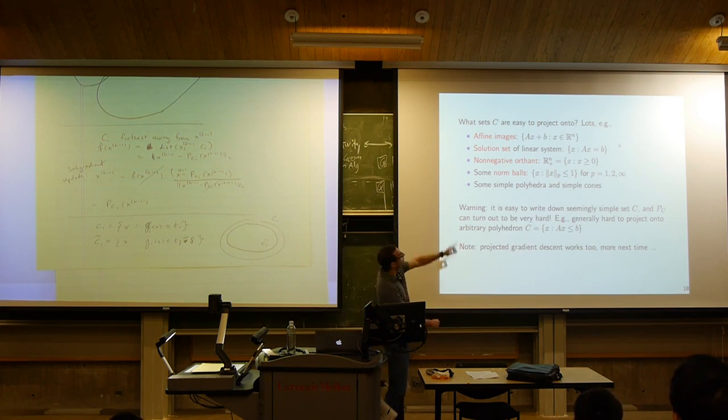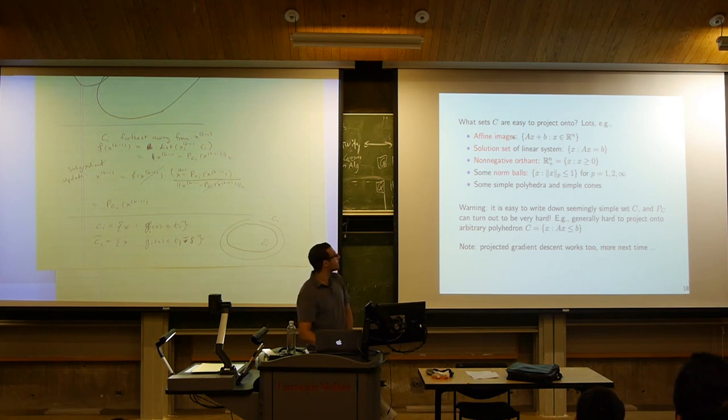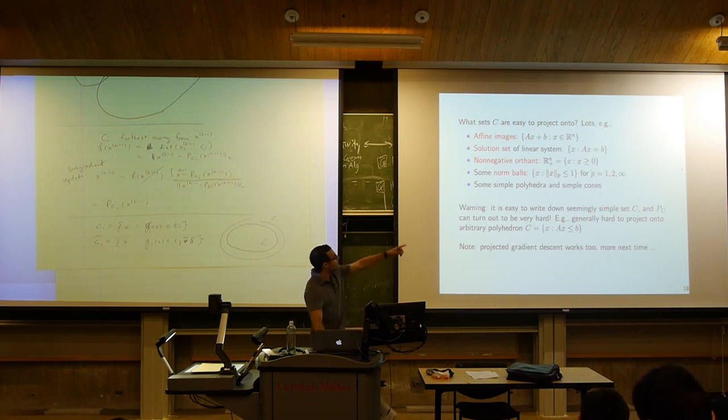This is something that's in the column space of a matrix A plus a shift. It's quite easy to project onto this. Same is a solution set to a linear system: a set of all x for which, let's say, Ax equals b for a matrix A and vector b. This is really only interesting when A is rank deficient, so that this is not just a singleton. There are many solutions to this linear system.